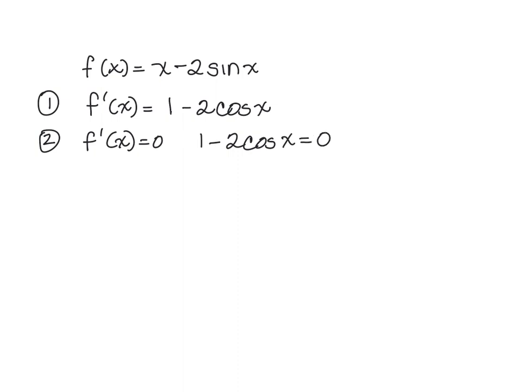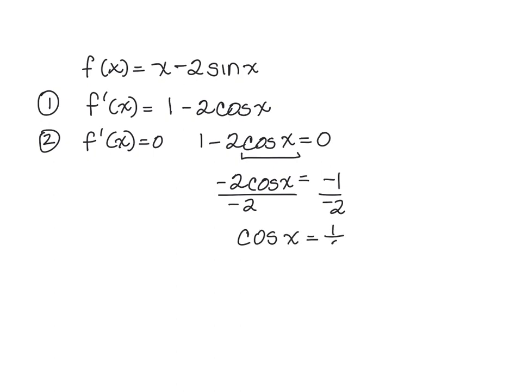So remember, we're going to be solving for cosine of x. So I'm going to have negative 2 cosine of x is equal to negative 1. I'm going to divide both sides by negative 2. And I'm going to find that cosine of x is equal to 1/2. Remember, we can also go further and say that x is equal to the inverse cosine of 1/2.